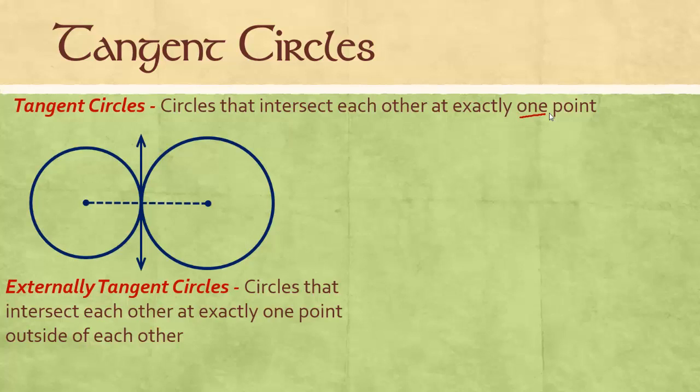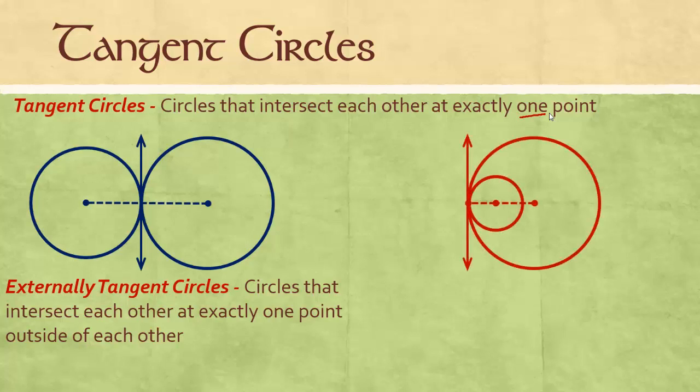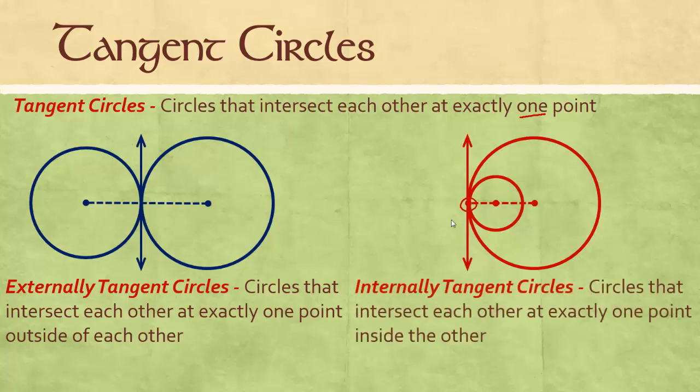Circles that intersect each other at exactly one point outside of each other. Here, again, only one point that they are touching, that they are intersecting. However, one's inside the other now. So what do you think that one's called? Ah, boy-o. Or girl-o, I suppose. This would be an internally tangent circle. And these are circles that intersect each other at exactly one point inside the other. Okay, so that makes sense hopefully as well.